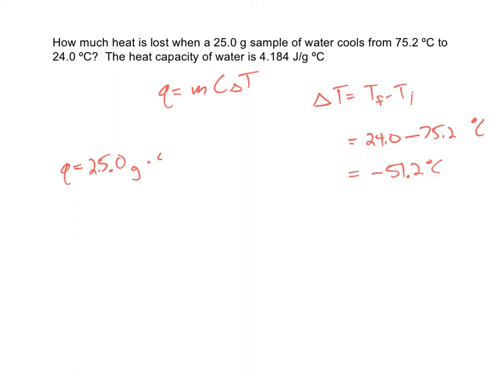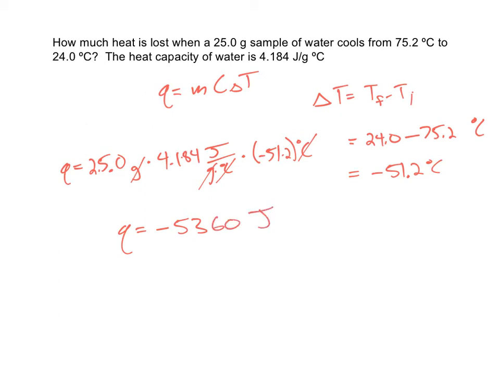My specific heat capacity is 4.184 joules per gram times degrees Celsius. And then my delta T is negative 51.2 degrees Celsius. I just put the temperature in parentheses so I don't get confused and think that I'm subtracting. If I check my units, the grams cancel, the degrees Celsius cancels, and so I'm left with joules, and that's good because I'm calculating the heat. And so when I do 25.0 times 4.184 times negative 51.2, the heat that I lost was negative 5360 to the correct number of significant figures, and the units on that are going to be joules.